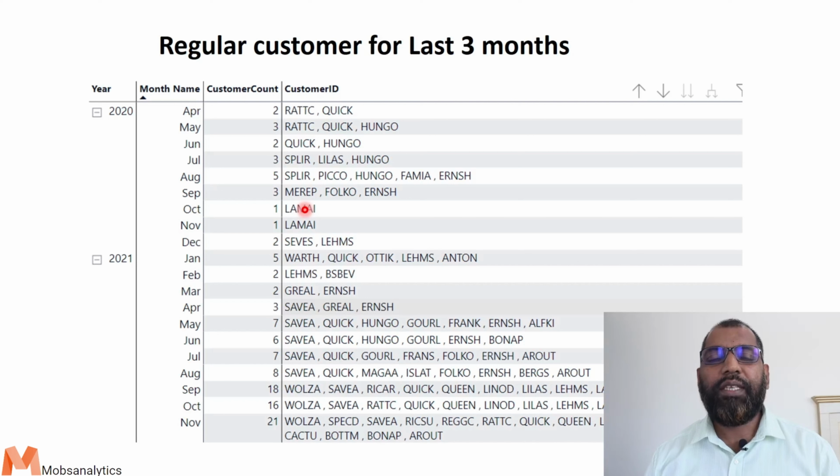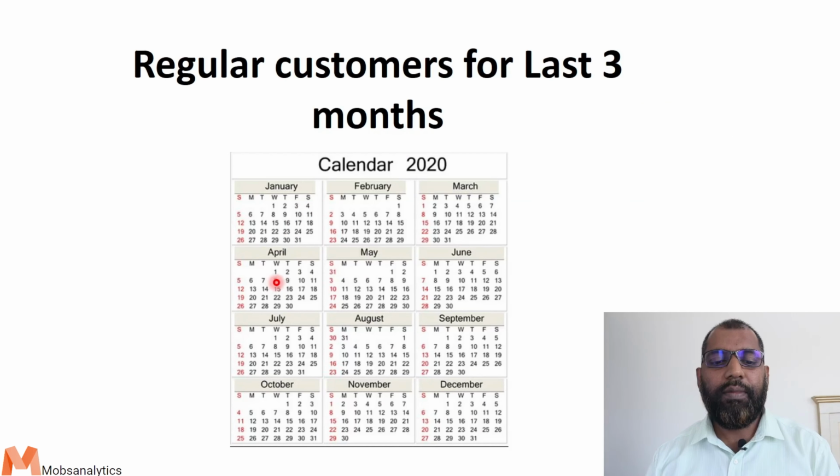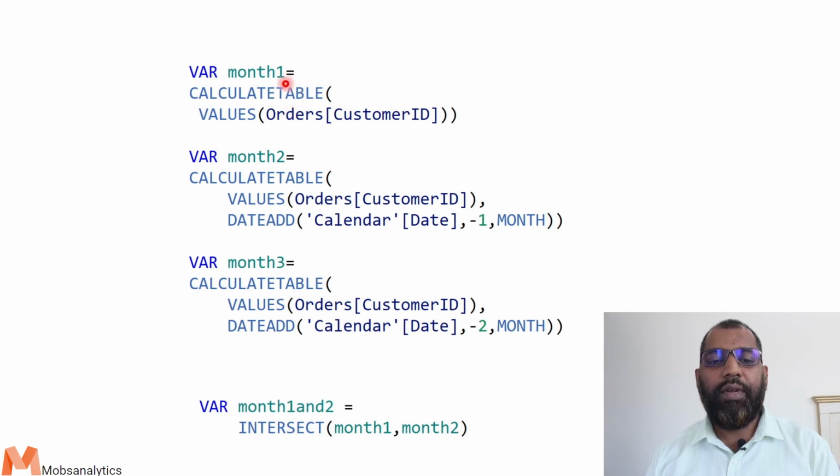If the customer has purchased for the last 3 months regularly, we'll refer to them as a regular customer. If you have one regular customer in April, they should have purchased in March and February. To achieve the desired result, we'll create 3 virtual tables, one for each month.